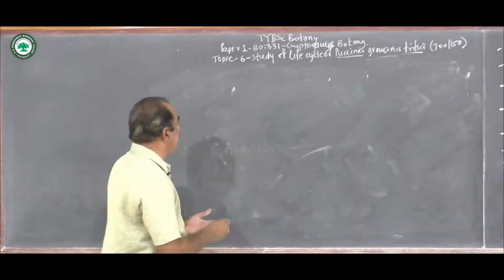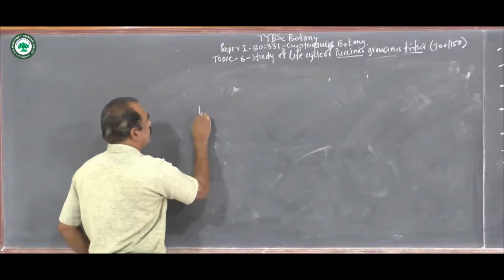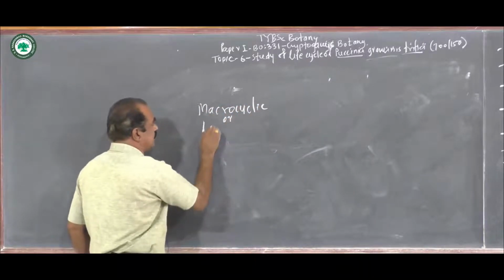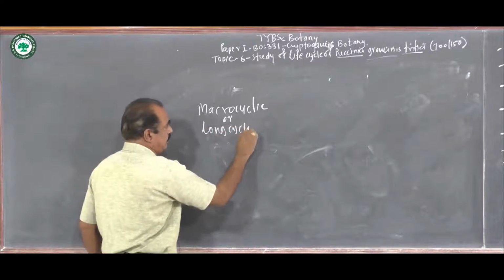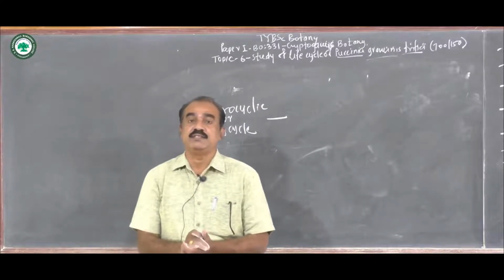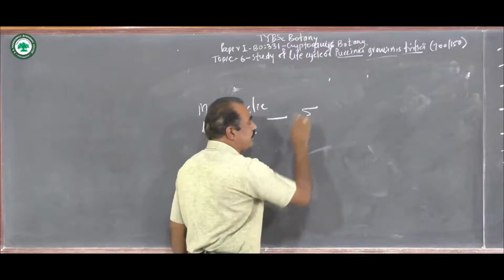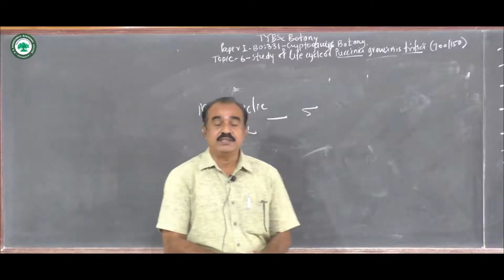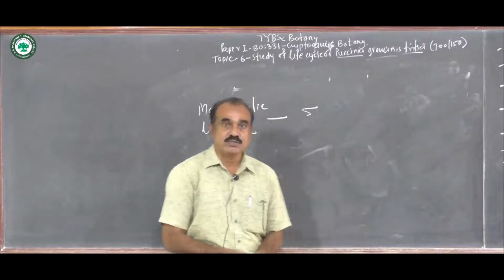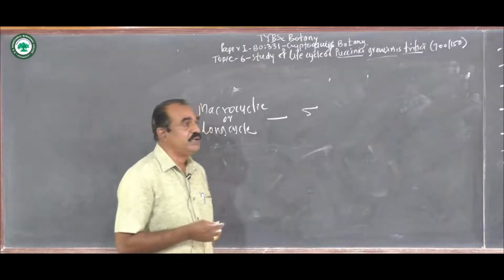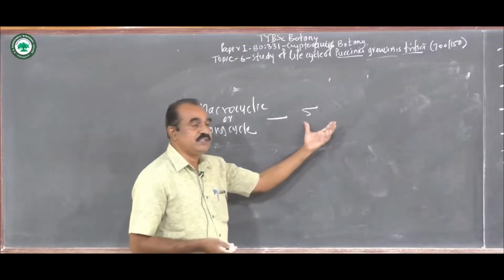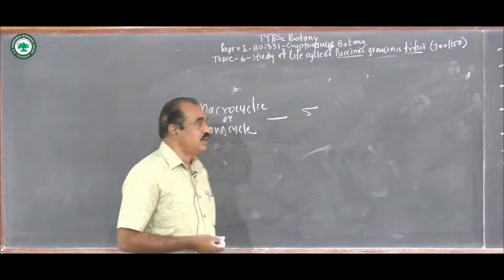Now next character, macrocyclic, or it is also called the long cycle. Here the life cycle of this Puccinia graminis tritici is represented by 5 different types of stages, and these stages are uredospore, teliospore, basidiospore, pycnospore and aeciospore. When all of these spores are present, it is called macrocyclic, or the long cycle, because this life cycle is represented by the 5 stages.